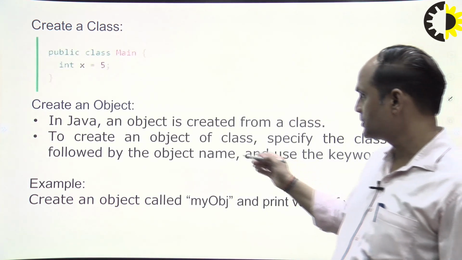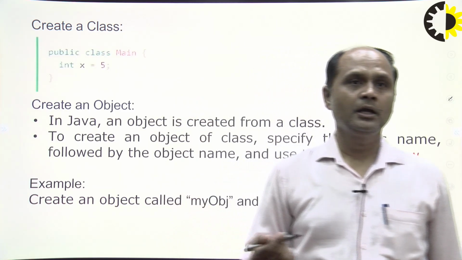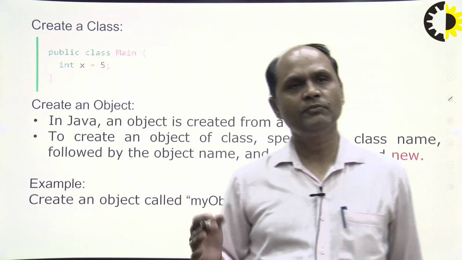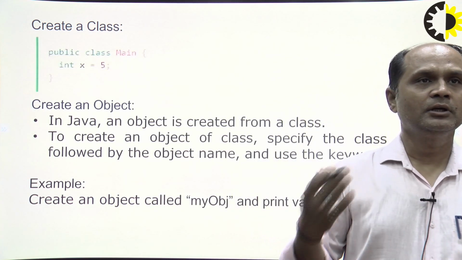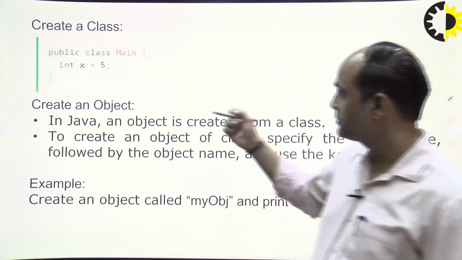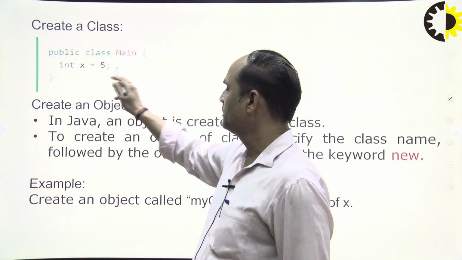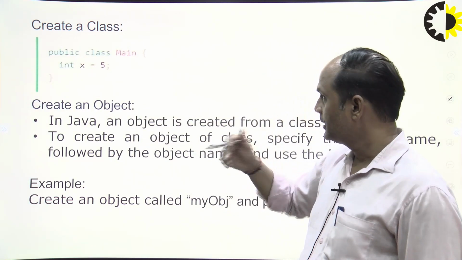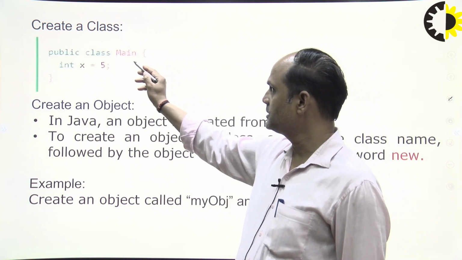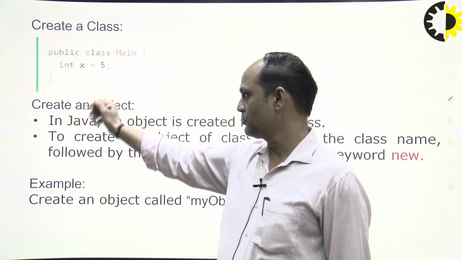First of all, before we start the constructor, we can start from classes: how we can create the class and how we can create the object. Then we move on to the constructor part. Suppose we are creating a class: public class Main, braces, int x = 5. That is called a class. In this class, Main is the class name and the variable is x = 5.